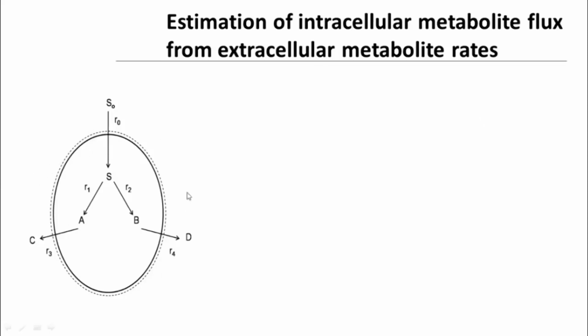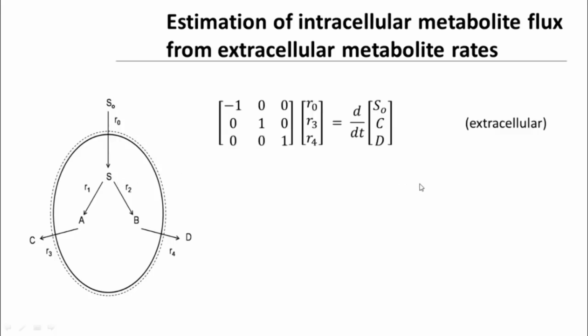This is the same figure that we saw earlier, S naught going to S, which further goes to A and B, A goes to C and B goes to D. S naught, C and D are extracellular metabolites, S, A and B are intracellular metabolites. So we are going to measure S naught, C and D and then get the rates that are involved here. How do we do that?